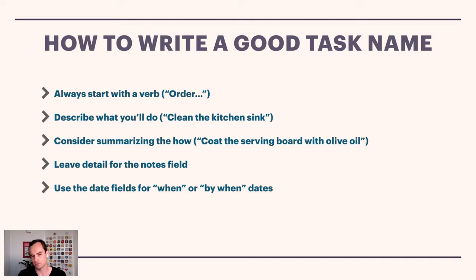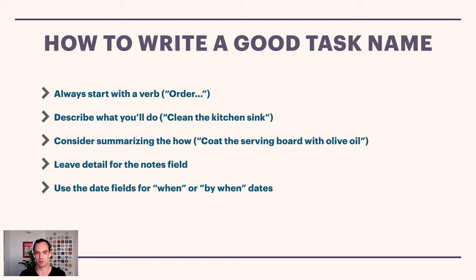So how do you write a good task name? Always start with a verb. Any task, literally any task that goes in your task manager should start with a verb. Doesn't start with a noun, right? Starts with a verb. So for example, order groceries if you have groceries delivered, something like that. Every single task should start with a verb.